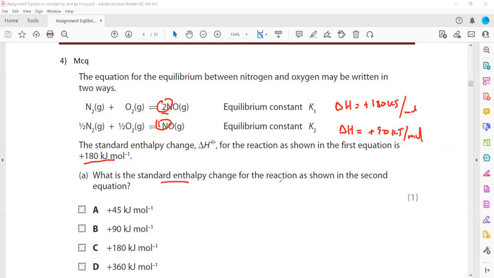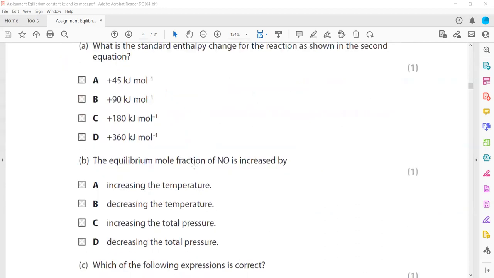So what is the standard enthalpy change of the reaction as shown in the second? This will be plus 90. In the first equation we were using 1 mole, and now we are using half a mole, so the enthalpy change will also be half. Then, the equilibrium mole fraction of NO is increased.